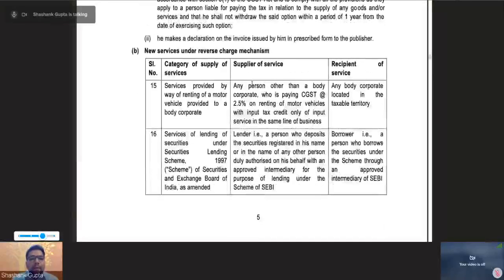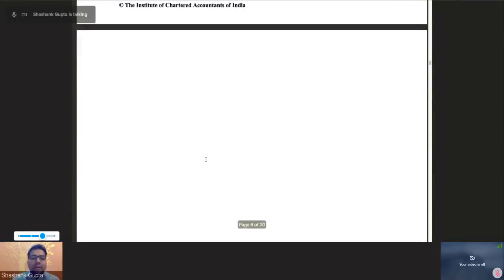Okay. New services under reverse charge mechanism. This also we had discussed. Service provided by way of renting of a motor vehicle. Services of lending of securities under securities lending scheme. So this was also what we had discussed in our relevant chapter.